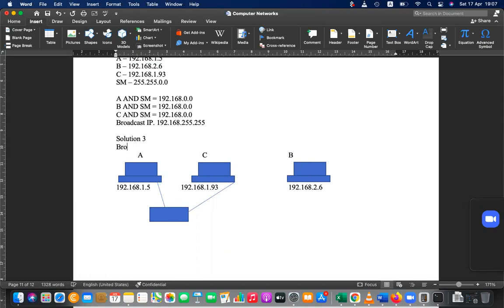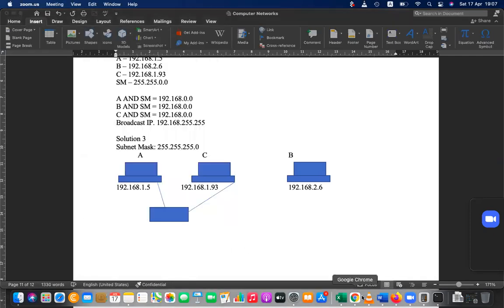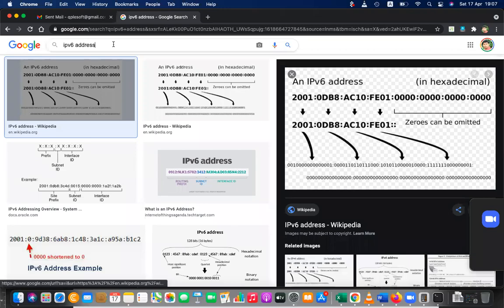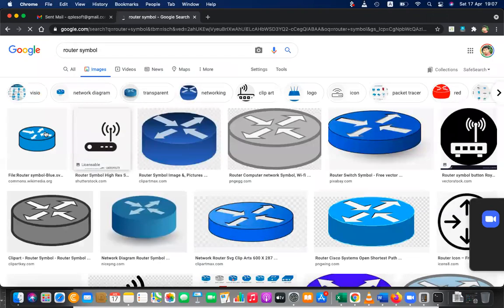And so you can see the subnet mask is 255.255.255.0. Keeping that subnet mask, if you want to go to the other network, you can use a router. So there's a symbol for router, right? Okay, this is the symbol for router. I'm just going to use that.